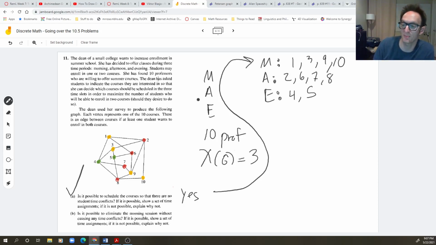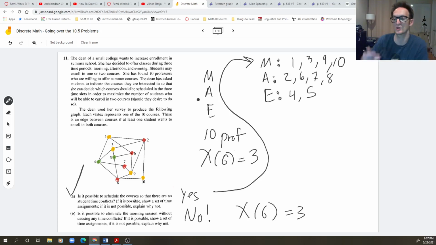Okay, pushing on. Is it possible to eliminate the morning session without causing any time conflicts? If it is possible, show us. Okay, so I think now the answer is just going to be no. And my reason is that chi of G is definitely 3. What are they asking by saying, can you eliminate the morning time session? They're basically saying, can you get away with having just classes in the afternoon and evening? Well, you can do that, but not without conflict, because if you only have 2 time slots, there will definitely be a student who wants to take 2 classes that are in the same time slot.